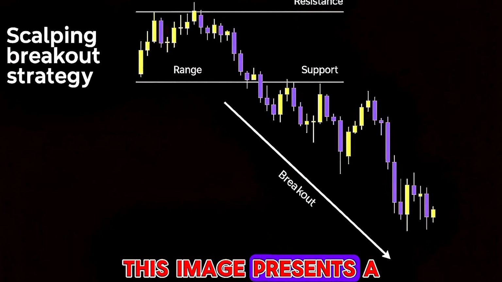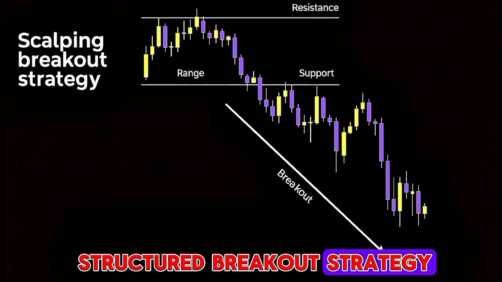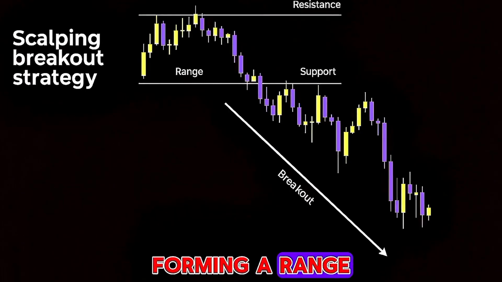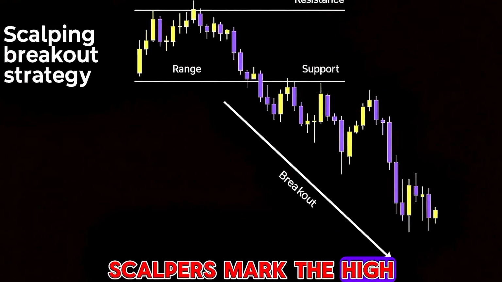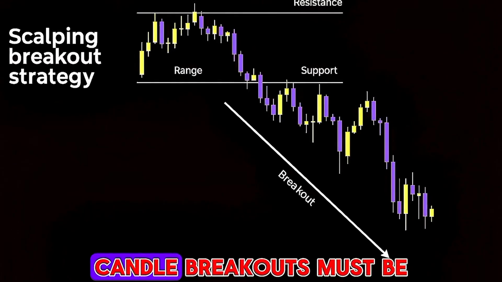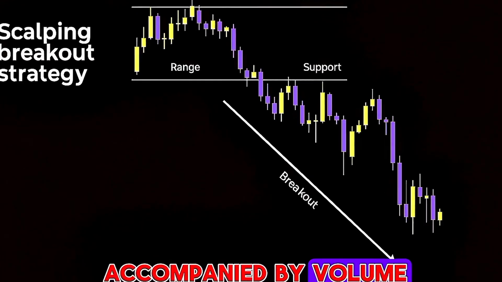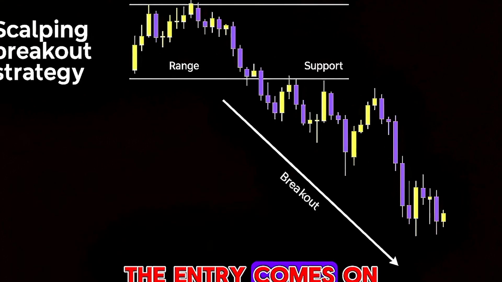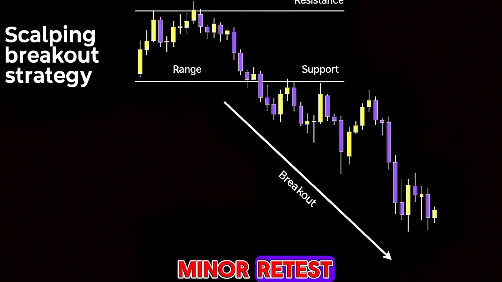This image presents a structured breakout strategy. Price remains trapped between support and resistance, forming a range. Scalpers mark the high and low of this range and wait for a clear breakout candle. Breakouts must be accompanied by volume and a strong body candle, not a wick. The entry comes on candle close or a minor retest.